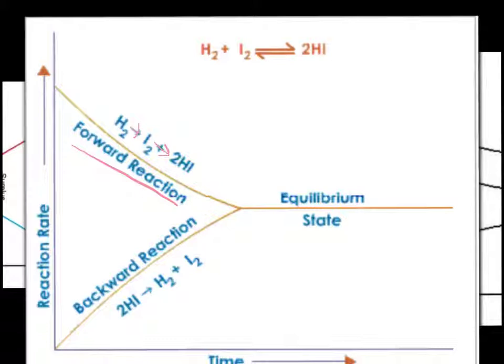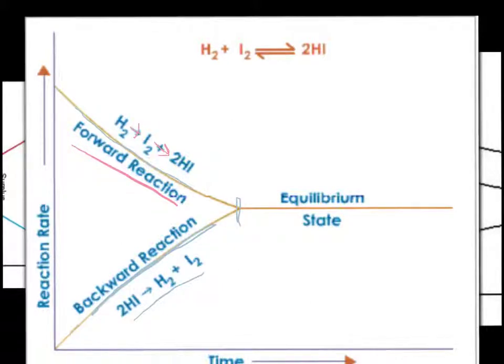And then you have the reverse reaction, okay, where the two hydrogen iodides would break down into hydrogen atoms and iodine atoms. And so you'll notice that when the rate of the forward reaction, this slope right here, is equal to the rate of the reverse reaction, the slope right here, we've reached equilibrium.